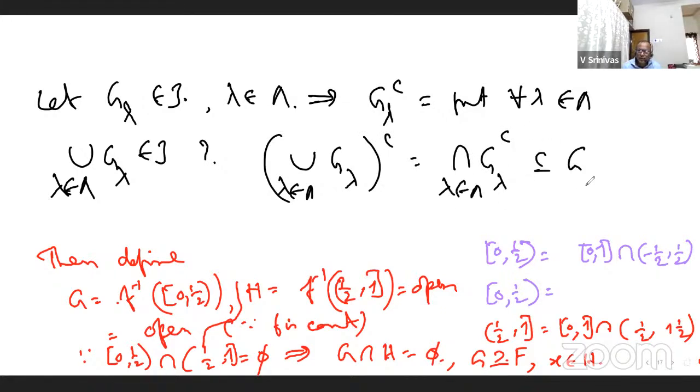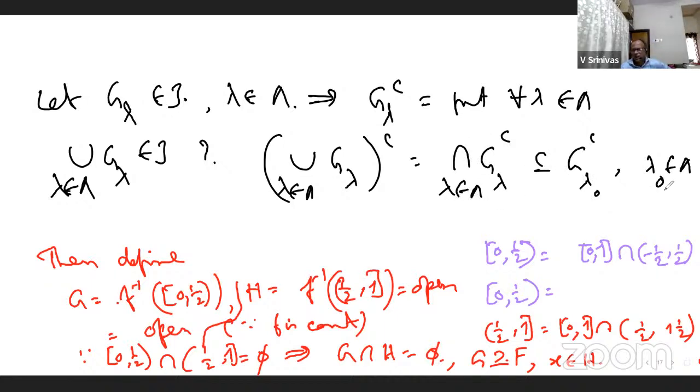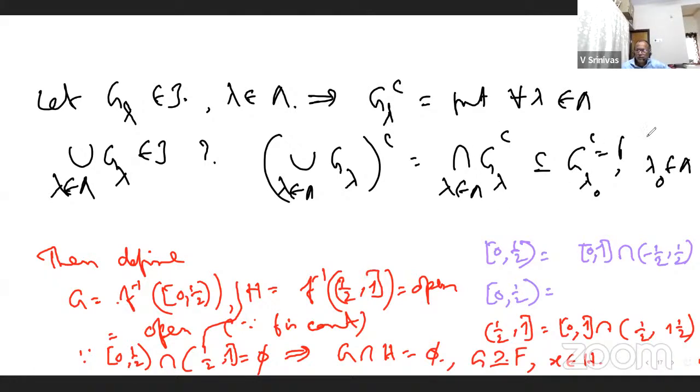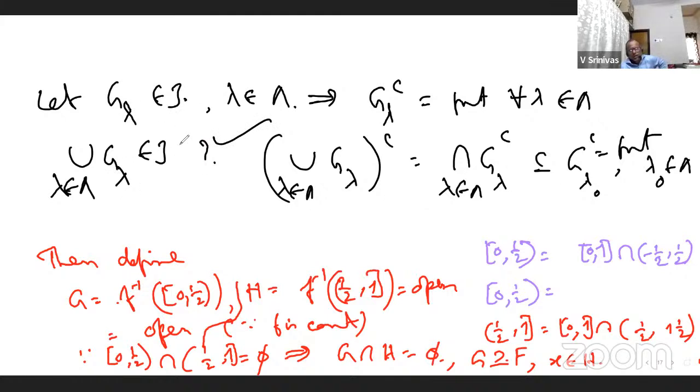This is contained in one particular complement, one particular lambda naught, where lambda naught is some element. This is a subset of each of the constituent sets. You take one lambda from big lambda, let it be small lambda naught. So this is a subset of G lambda naught complement, and each G lambda naught complement is finite. Therefore, this is finite. Once the complement is finite, this will be present in tau. So that's how your tau is a topology.